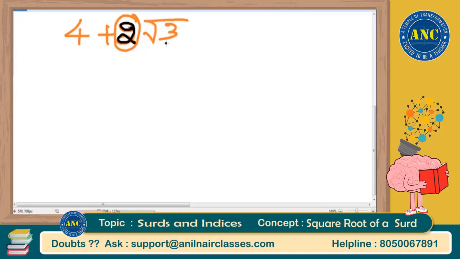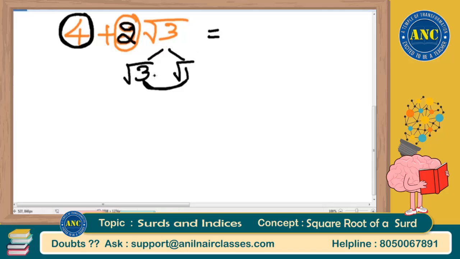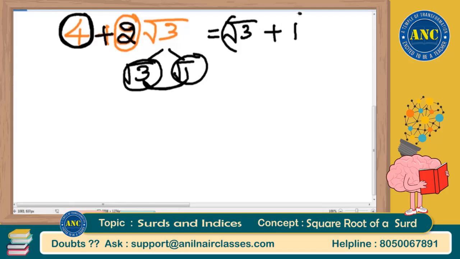Now, this root 3, I can write it as root 3 into root 1, right? Check it out. The sum of these two, 3 plus 1, should give me this number, which is nothing but 4. Yes, because it is satisfying. Write down this first term root 3, write down this second term 1. If it is plus in between, write down plus and then square it.